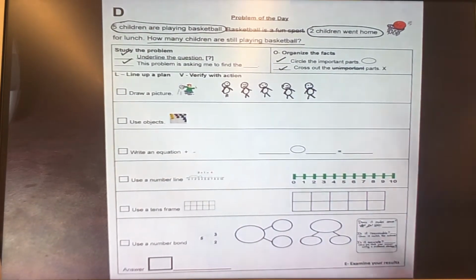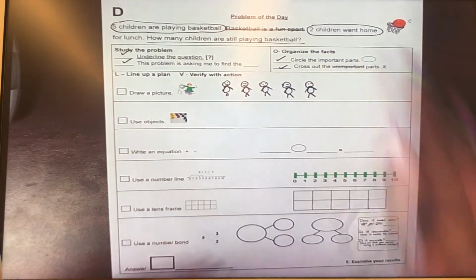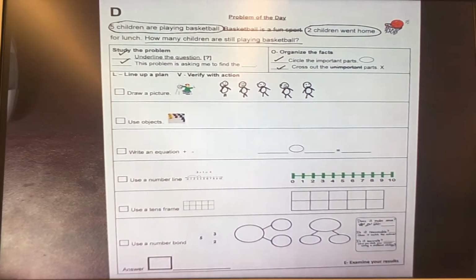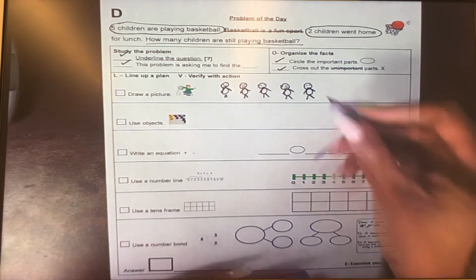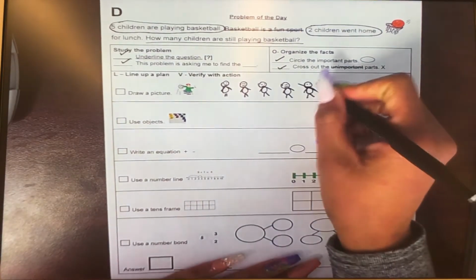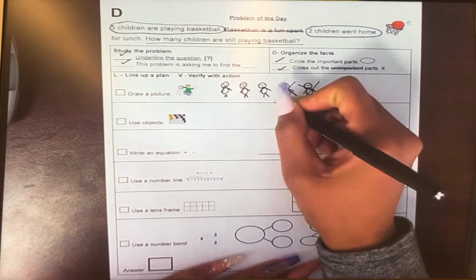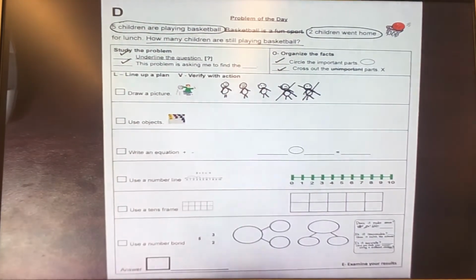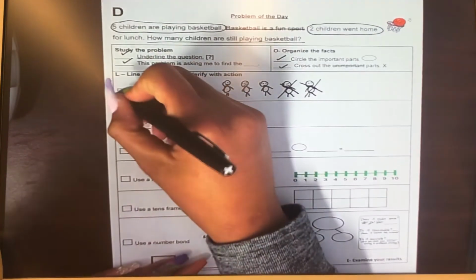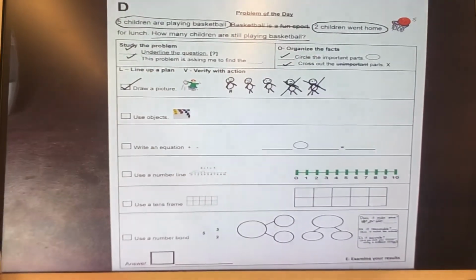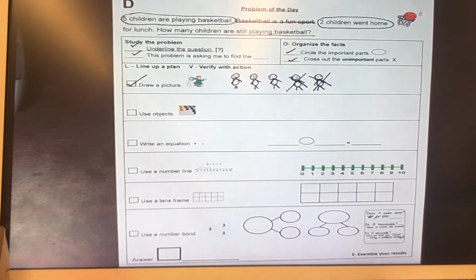We also know that 2 children went home. And since it's a takeaway problem, we need to cross them out. So 1, 2. Now we are left with 1, 2, 3 children. Check, because that's the strategy that we use.